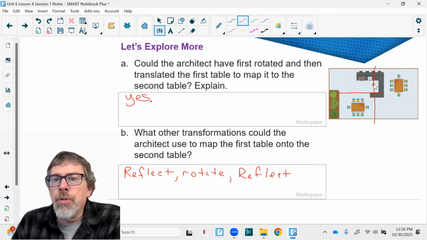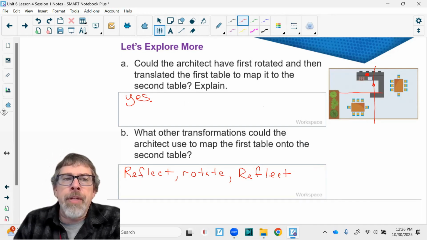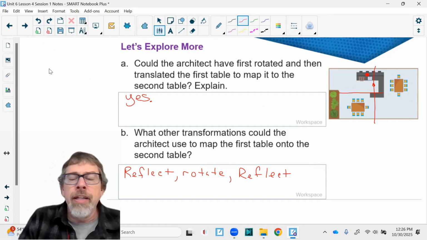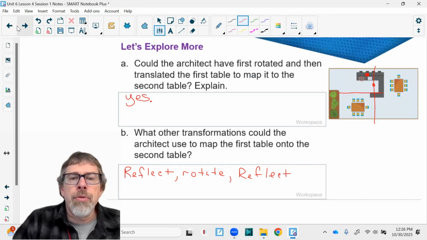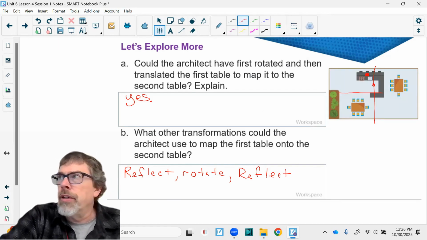We could do a single rotation, like I said, where the center of rotation is probably up here more, and rotate this whole table around there. Okay, there's many ways we could do it, and there's many orders in which we could do it. Okay, so that is the end of session 1.